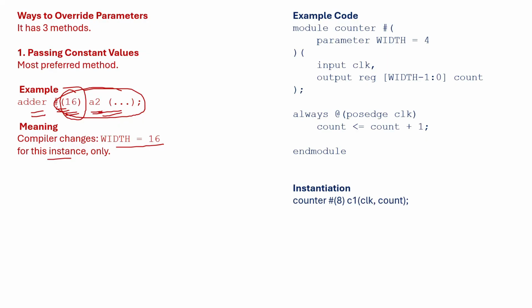See how I am passing the constant values. Example like this counter I am taking. For a parameterized module, you need to consider hash. Whatever the module is and the module name, after that you need to consider hash.